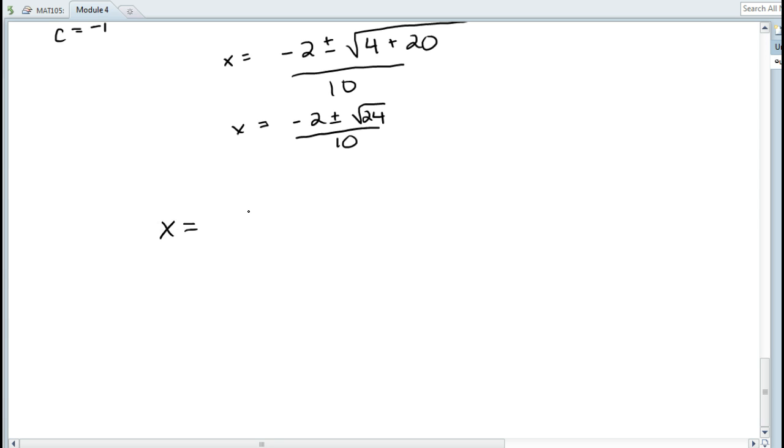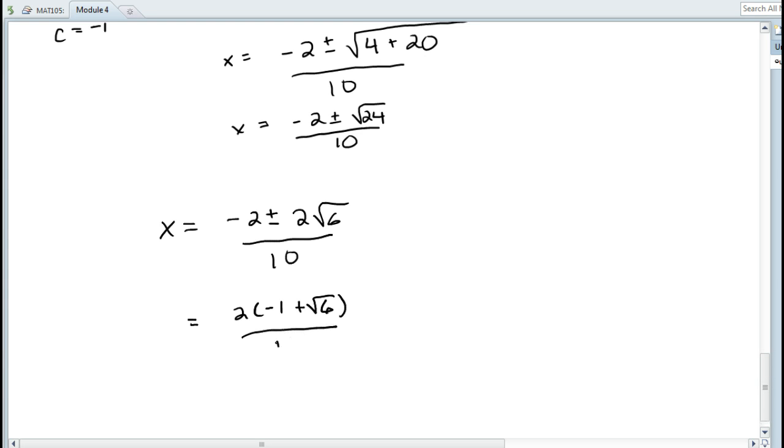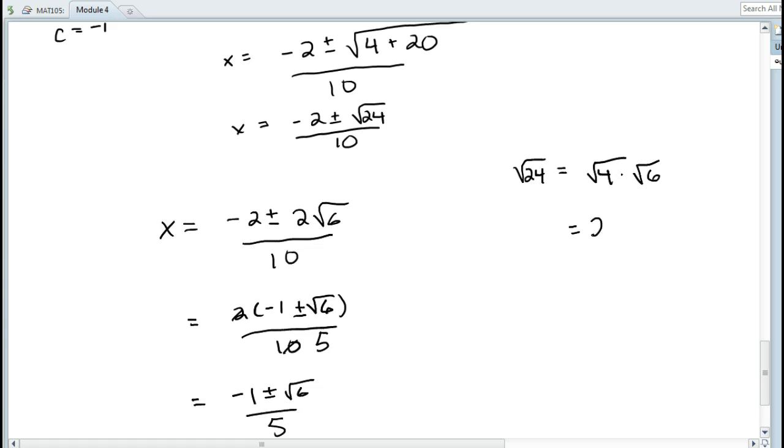So they would write it instead as negative 2 plus or minus 2 square root 6 over 10. And then they would cancel a factor of 2, so they'd take out a 2, negative 1 plus the square root of 6 over 10, and then they'd cross off this 2 and make this a 5, and on MyMathLab they would tell you the answer is negative 1 plus or minus the square root of 6 over 5. And remember how we went from the square root of 24 to the 2 square root 6. The square root of 24 is really equal to the square root of 4 times the square root of 6, which is equal to 2 square root 6.